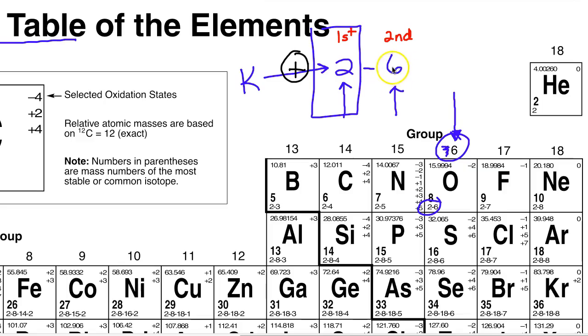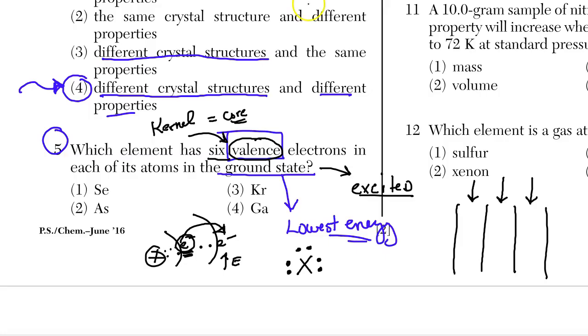So we need something to be 2-6. Well, look at this. They all have 6 in the outermost. If you're in group 16, take the 1 away, it's 6. So look at this. Selenium has 6 outermost electrons, and that's why selenium is the answer. So choice 5 is selenium. Question 5 is choice 1, selenium.